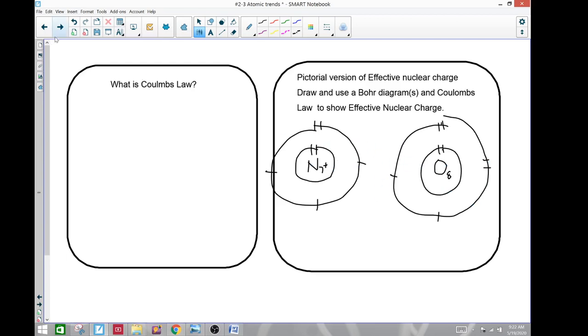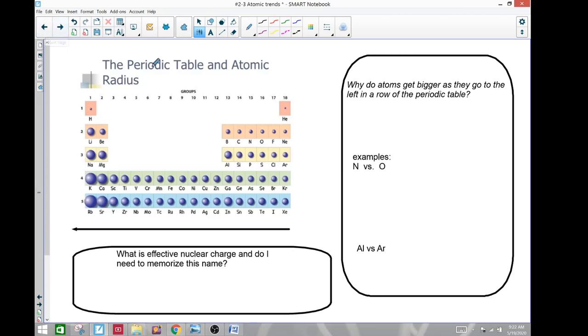It's saying here, why are atoms getting smaller as you go to the right or larger as you go to the left? It's a pretty general trend. Now there are some exceptions throughout here. In fact, nitrogen and oxygen might be an exception. But in this situation, what's going on here?